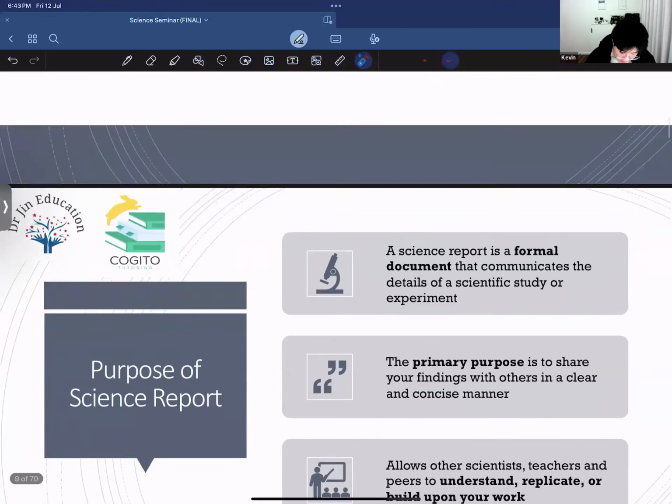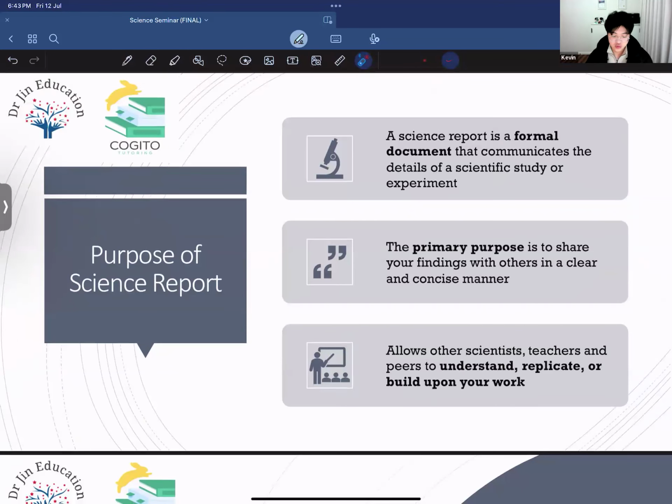Now, let's have a look. What is the purpose of the science report? Okay, so like I said before, the science report is a formal document, and its main purpose is to communicate the details of a scientific study or experiment, okay? So it helps convey whatever you did to someone else, all right? The primary purpose is to share your findings with others in a clear and concise manner, okay? And lastly, it allows other scientists, teachers, and peers to understand, replicate, or build upon your work. This last one is very important. Building upon your work, okay?